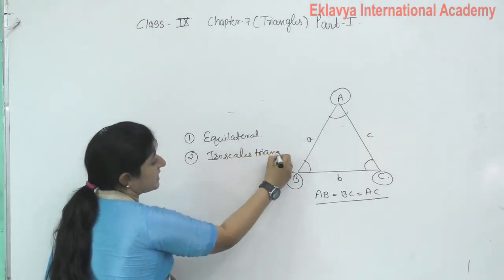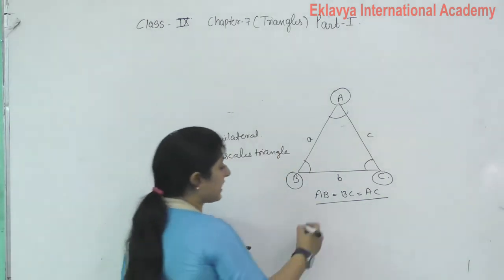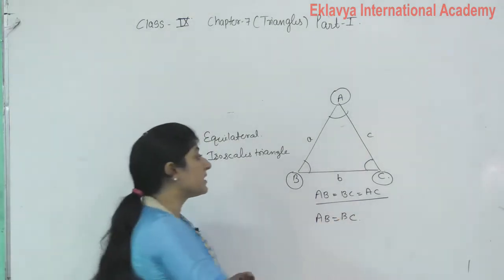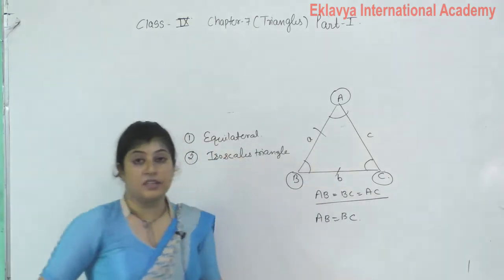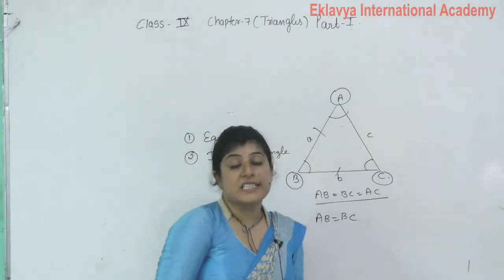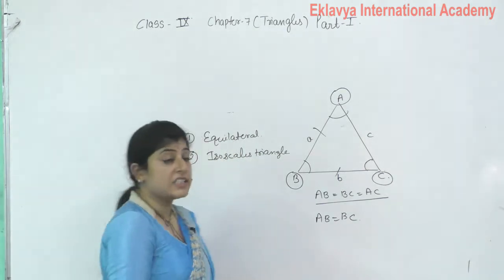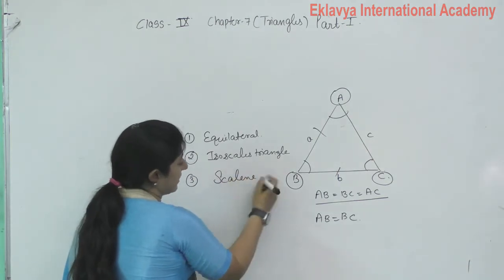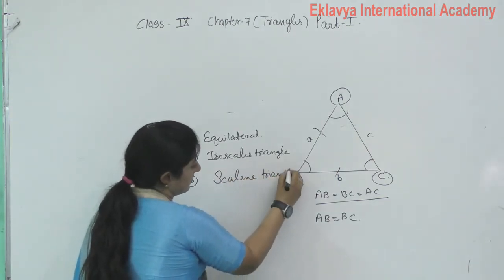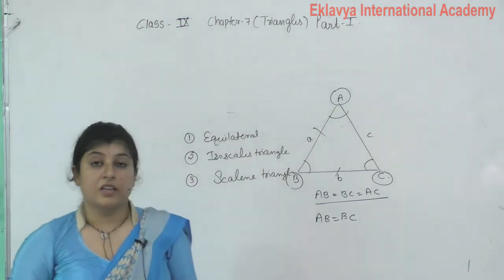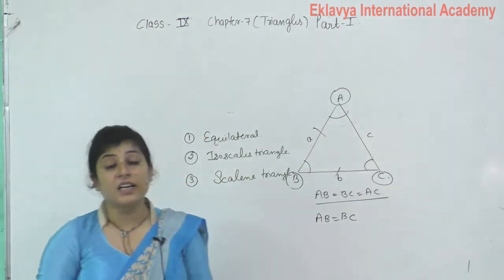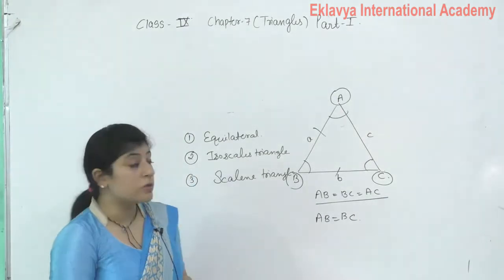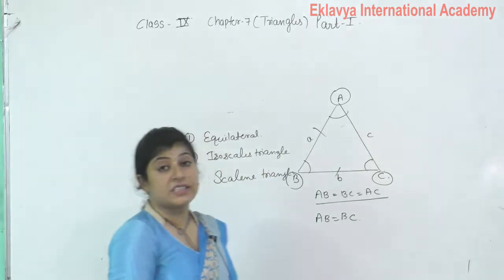Second, the isosceles triangle. What is an isosceles triangle? In a triangle, any 2 sides are equal. Suppose in this triangle, this side is equal to this one, then we can say it is an isosceles triangle. The third one is the scalene triangle, in which all the sides are different. This is according to the measurement of sides.